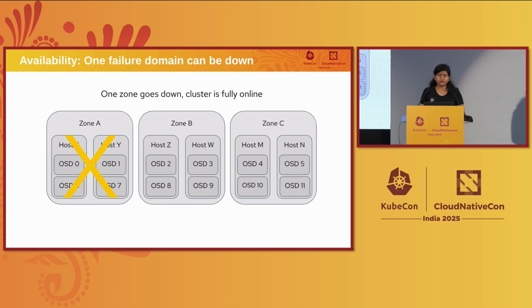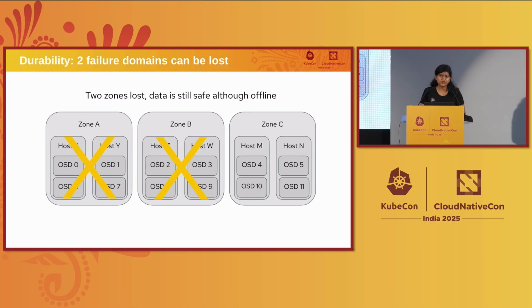But what if even zone 2 goes down? Now you only have one copy of the data available. In that case, we do not want to overload the cluster. We want to make sure that the copy is safe. So Ceph will say, okay, we do not want to perform IOs. It will go offline. It will ask you to bring back other zones, or at least one zone, so that the IOs can be resumed.